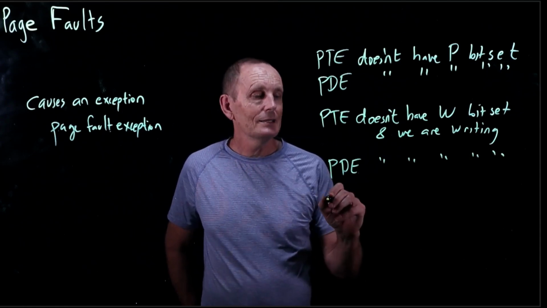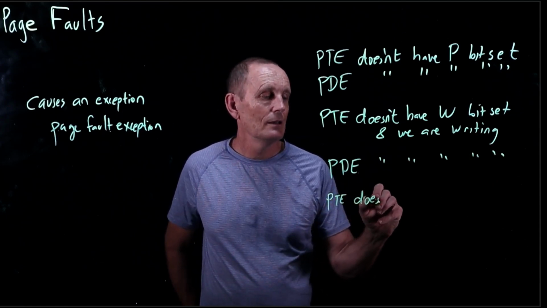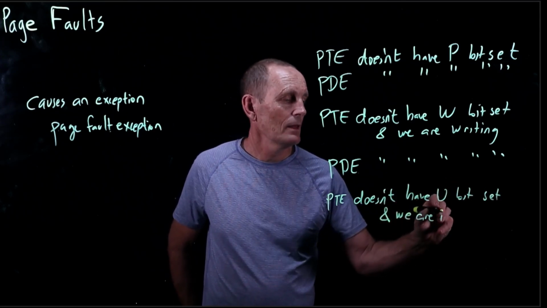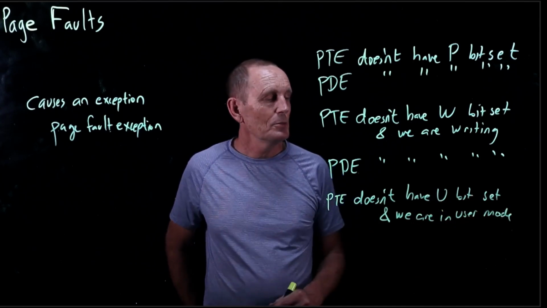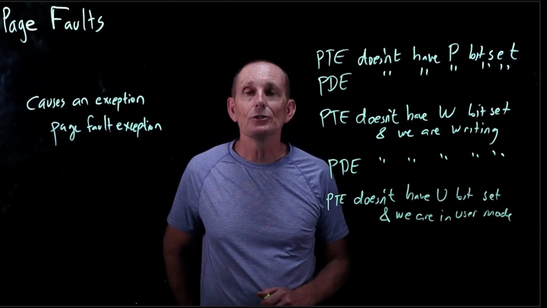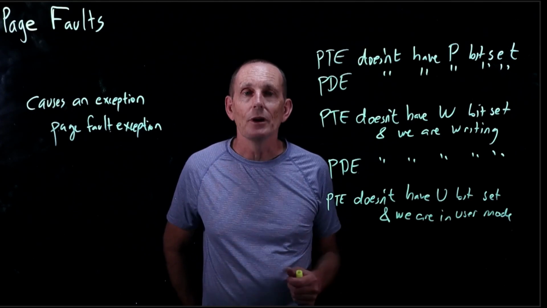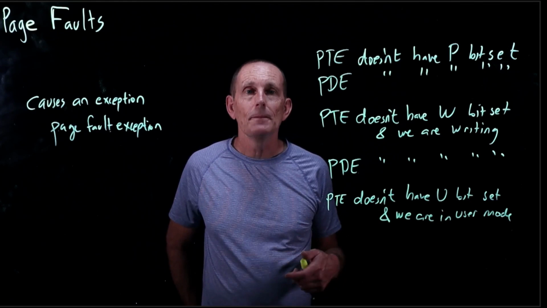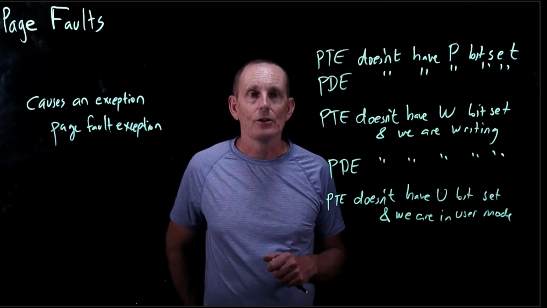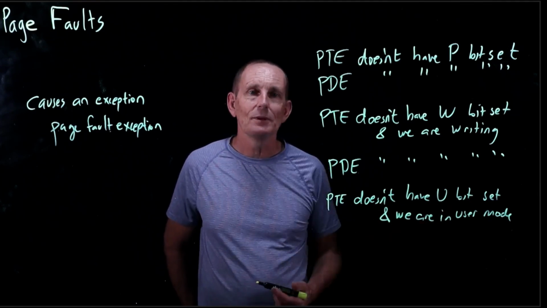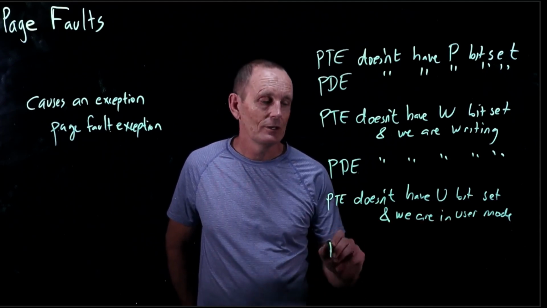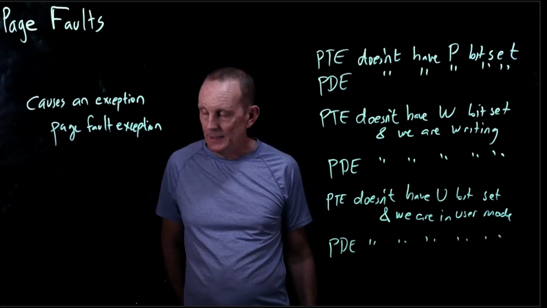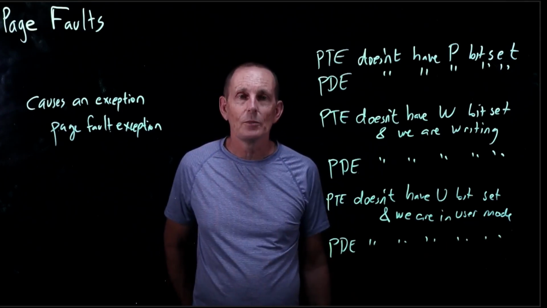What else? Let's see. The PTE doesn't have a U bit set, that's the user bit, and yet we're in user mode. If you're in user mode, the only entries that you can access are those that have the U bit set. So if the PTE doesn't have the U bit set, then that's basically an invalid address too. And same thing again for the page directory entry. So those are the ways in which you can get a page fault.